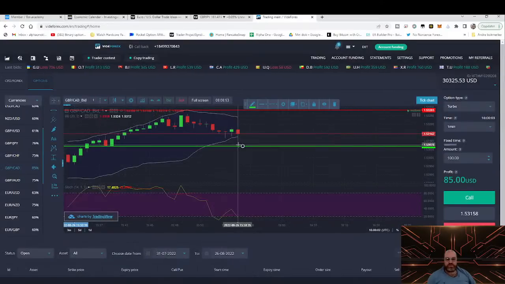Would be nice if this one could just shoot down here now, so we could at least get a binary option trade today. But that looks like it.